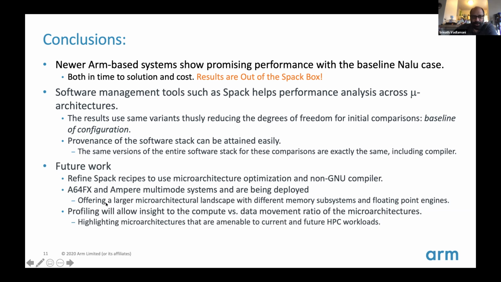Some things that I think people are going to be really interested in are future ARM architectures that hopefully will be available on AWS and these different types of cloud services. And with Spack, we're going to be introducing more and more micro-architectural optimizations into the code management system, and offering up more and more recipes for different compilers.